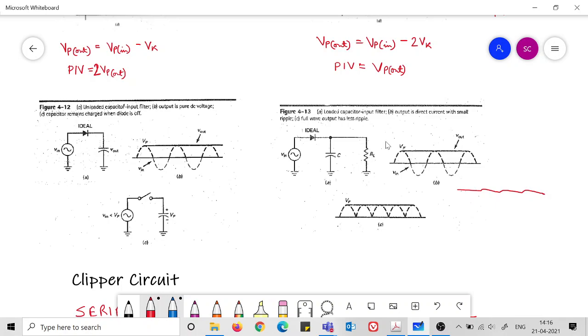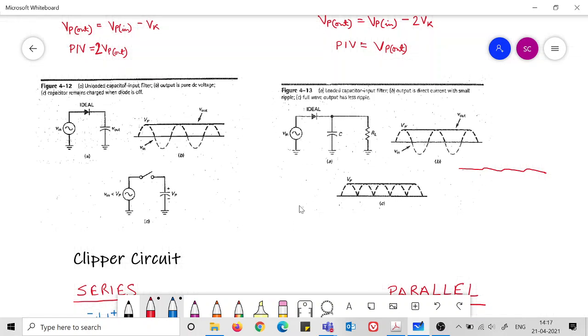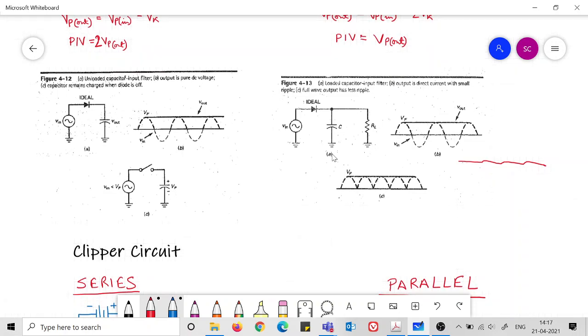So this is what happens with a loaded capacitor input filter, and the output is DC current with small ripple. And if you apply this capacitor filter at the output side of the full wave rectifier.